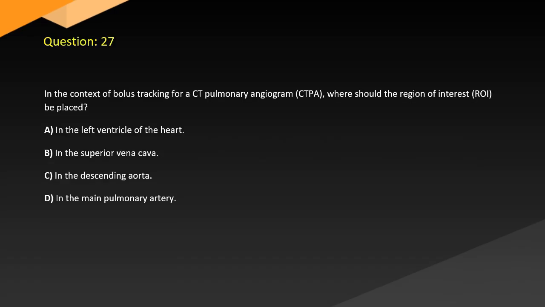Question 27. In the context of bolus tracking for pulmonary angiography, CTPA, where should the region of interest, ROI, be placed? A. In the left ventricle of the heart. B. In the superior vena cava. C. In the descending aorta. D. In the main pulmonary artery.